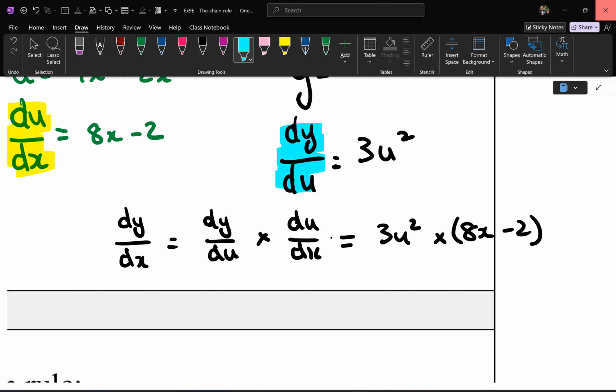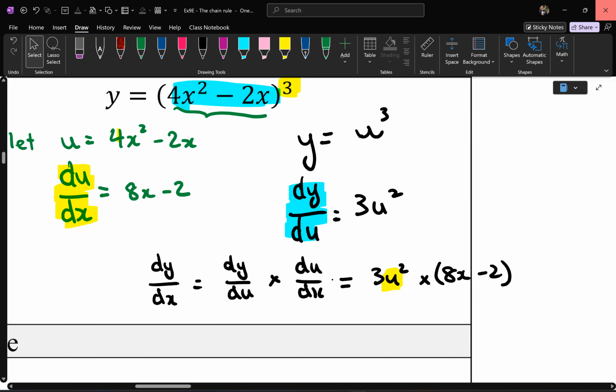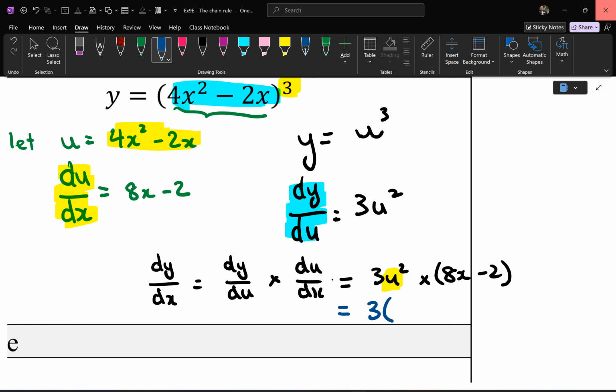So, we need to resubstitute what u was. U was equal to 4x squared minus 2x. So my final answer should be 3 bracket 4x squared minus 2x all squared multiplied to 8x minus 2. This is called the chain rule.